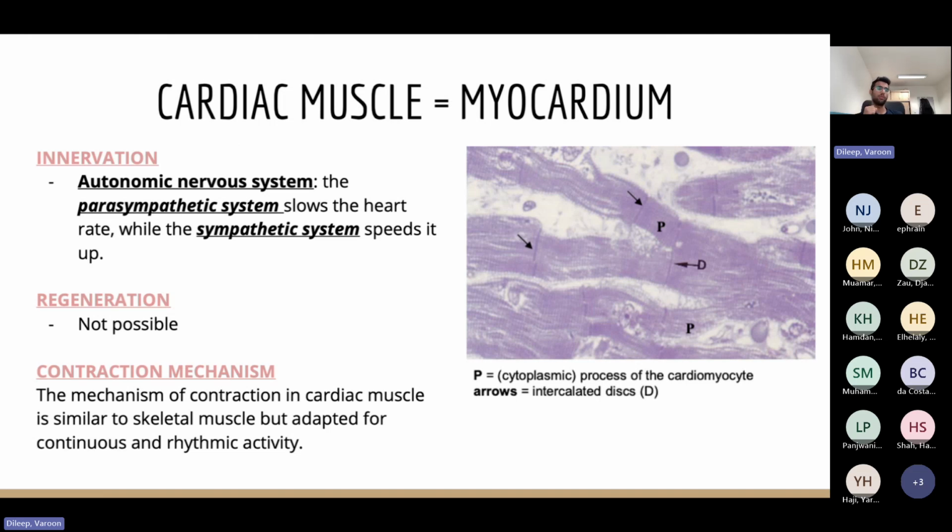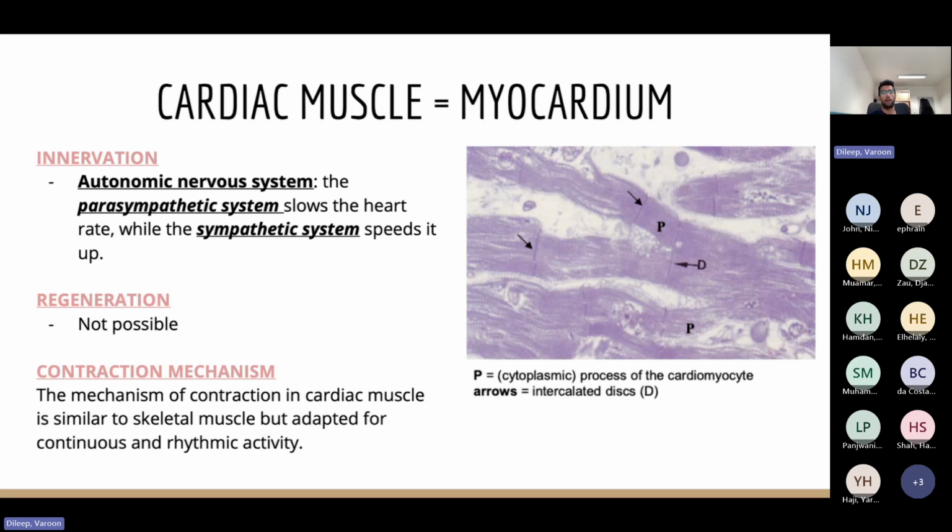When we talk about the innervation of the myocardium, it is innervated by the autonomic nervous system. The autonomic nervous system has two parts. The first is the parasympathetic system, which will slow down the heart, and the sympathetic system, also called fight or flight, which will speed it up. Regeneration of cardiac muscle is not possible. If it gets damaged, that would be permanent damage and it will not regenerate.